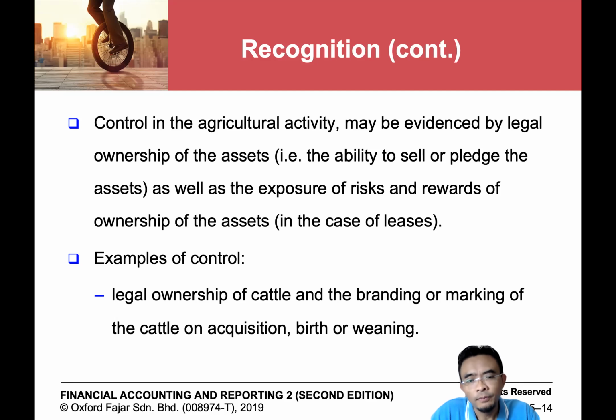Example of control: legal ownership of cattle and the branding or marking of the cattle on acquisition, birth, or winning. These are all the examples of control. It means, if the cattle is within our property, or we brand or mark the cattle, sometimes we mark all the cattle on their ears, so it is an evidence that this cattle belongs to us, so it is considered as a control.